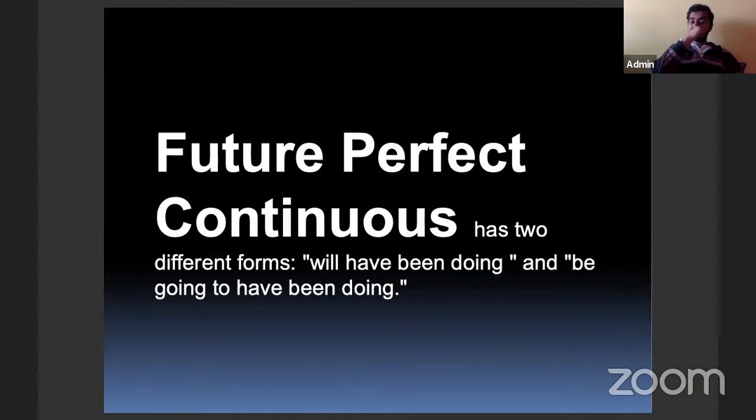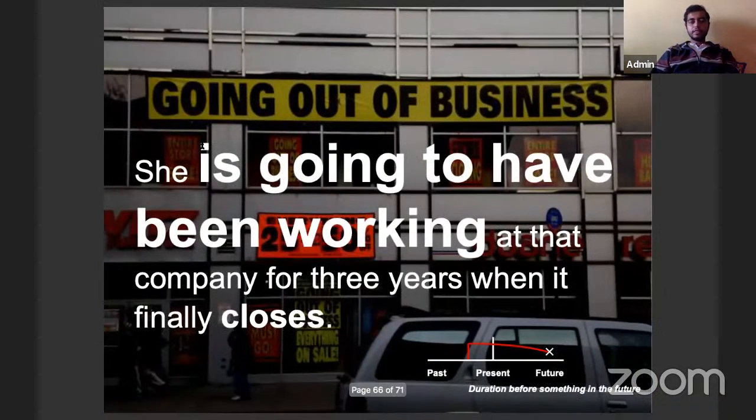Now, what is the future perfect continuous? So the future perfect continuous also, like the future continuous, has two forms. One is will have been doing. So will is the future, have been is the perfect form, and doing is the continuous. And another that you can use is be going to have been doing. Going to have been doing. Will have been doing, going to have been doing. She is going to have been working at that company for 3 years when it finally closes.